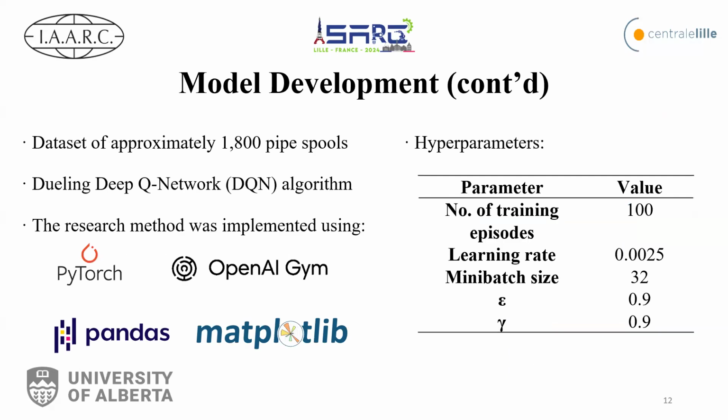So our data set included approximately 1,800 records of pipe spools, and we used the Dueling Deep Q network, DQN algorithm, to estimate the rewards. And we developed the model using Python libraries such as PyTorch, OpenAI Gym, Pandas, and Matplotlib. And we conducted the first experiment using these hyperparameters, which are 100 episodes, 0.0025 learning rate, 32 mini batch size, 0.9 for epsilon, and 0.9 for discount rate.